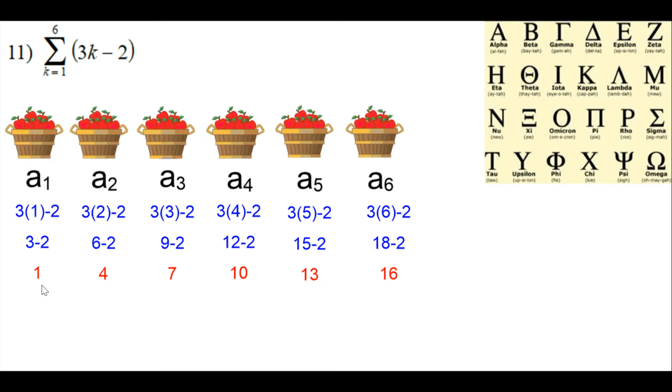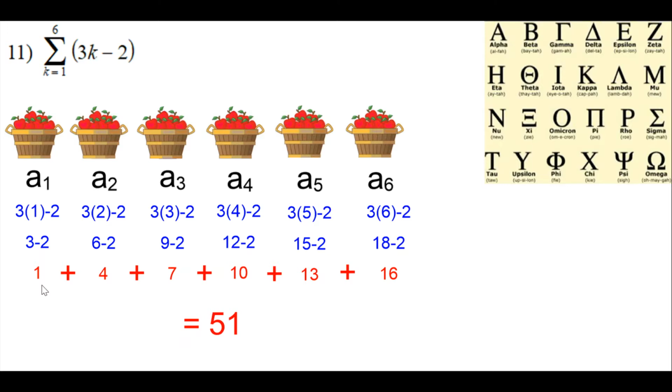But remember that letter sigma was the letter S, standing for series. So really what we're doing is finding the sum of those terms. So the answer to this problem is 51. We found the sum of the first 6 terms of that formula adds up to 51.